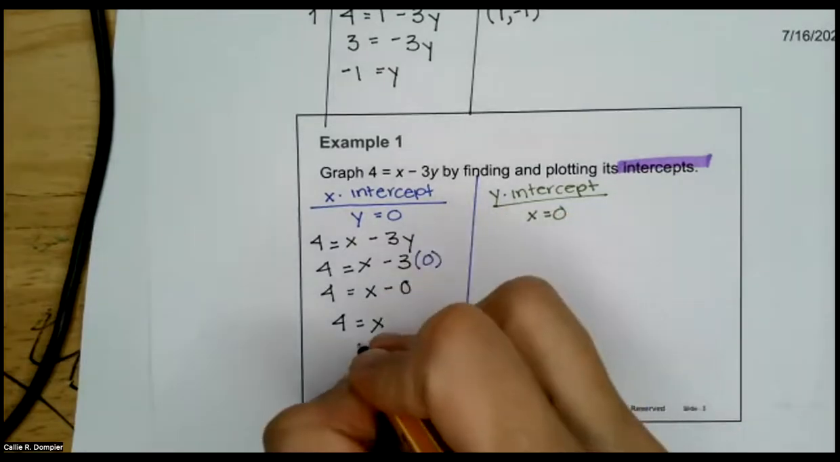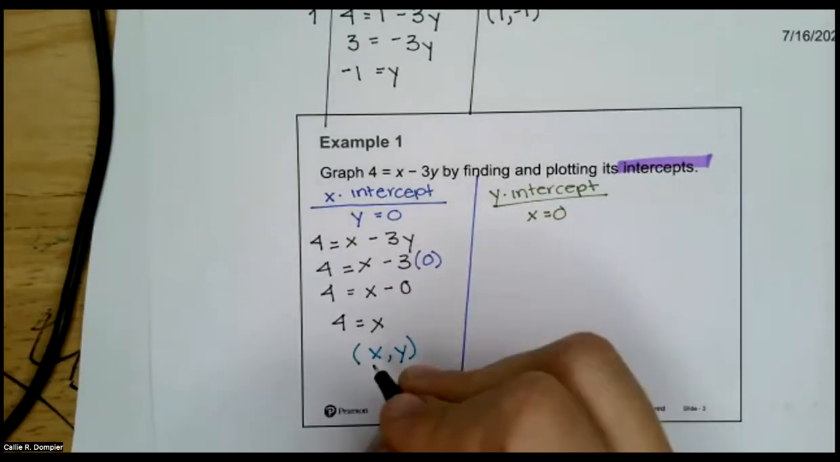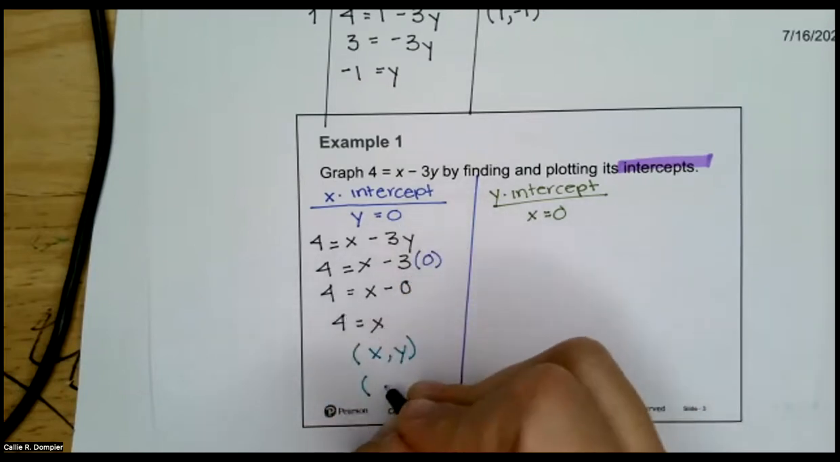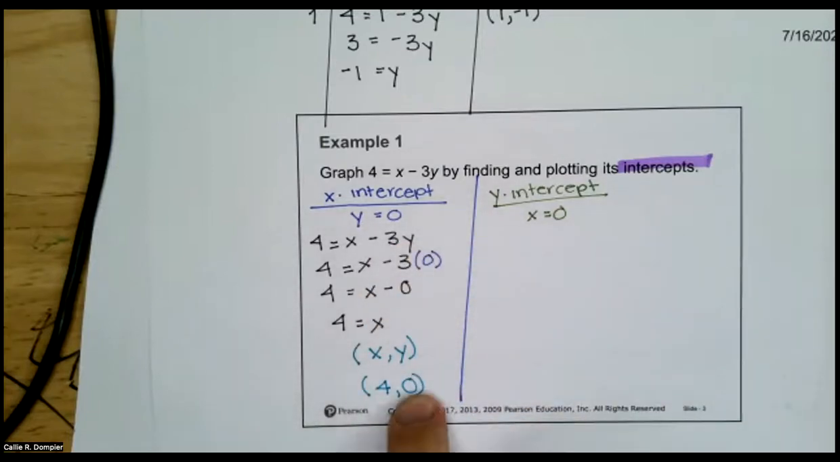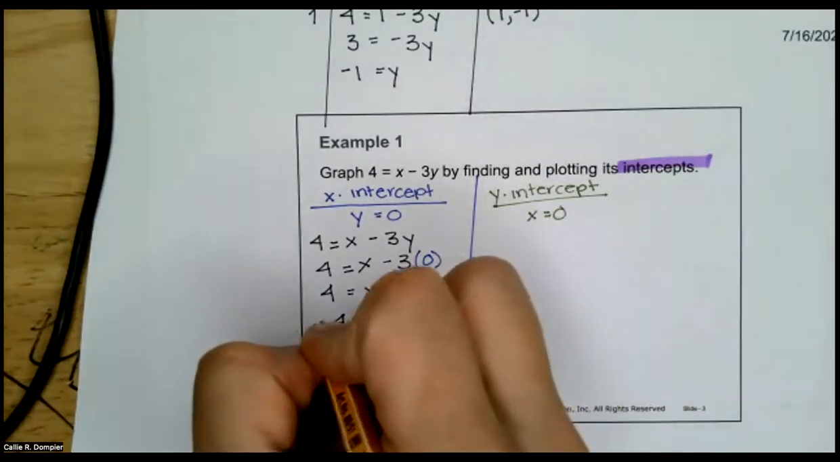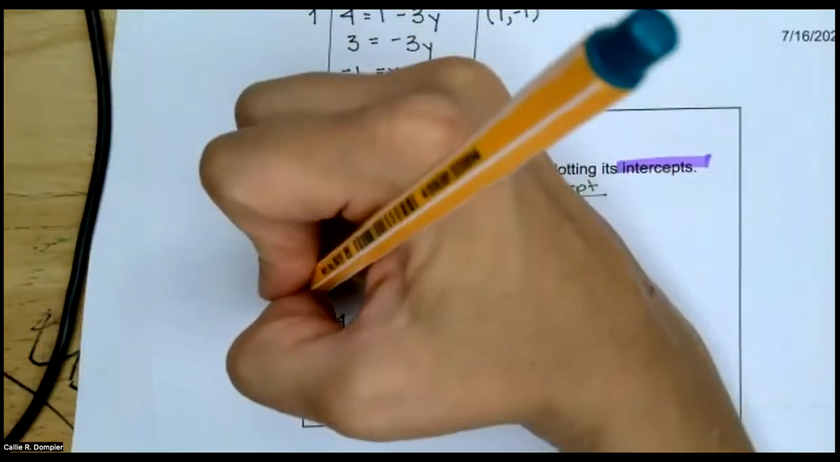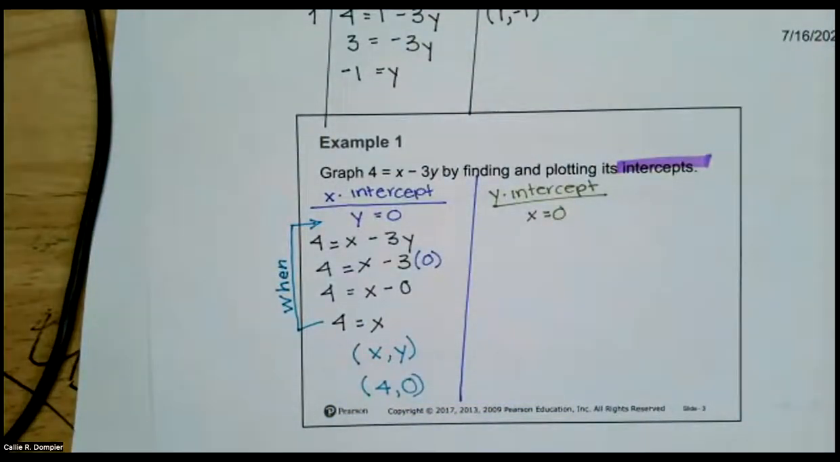What you're looking for is a coordinate point. So that coordinate point is just like this, right? X is now 4, if I did my math right. Y has to be 0 because we're talking about the x-intercept. Basically, x is 4 when, right? So we're going back to this, when I made y 0.